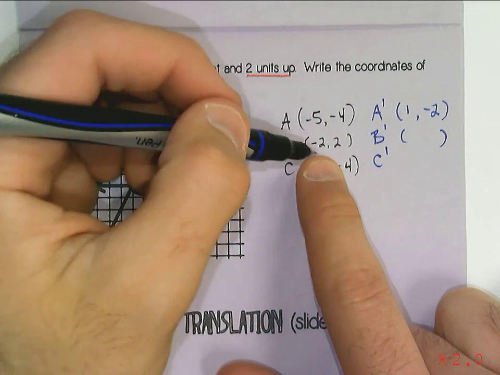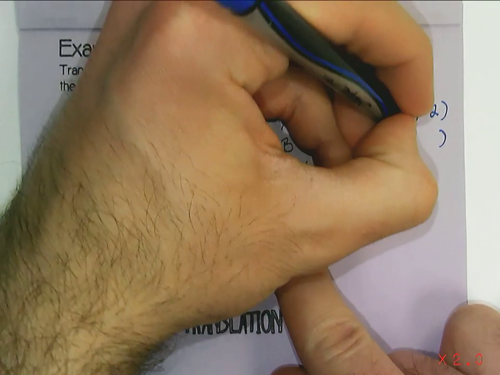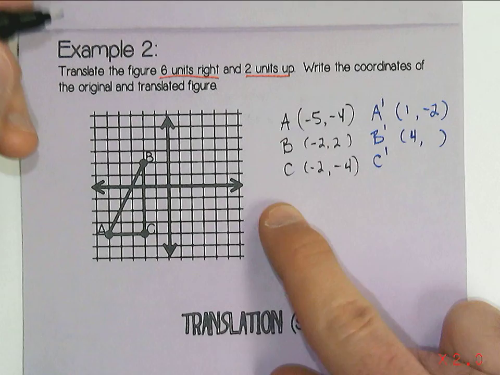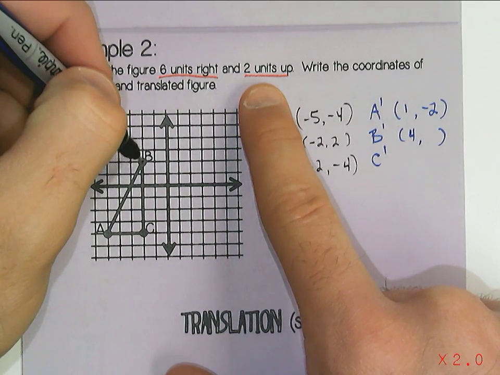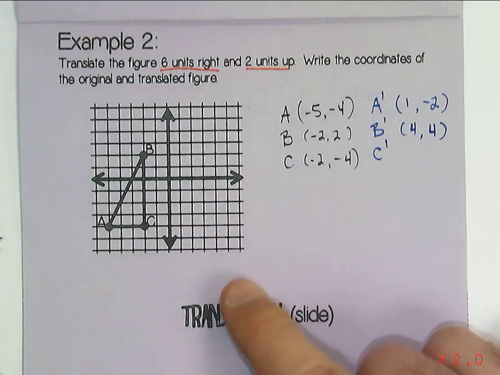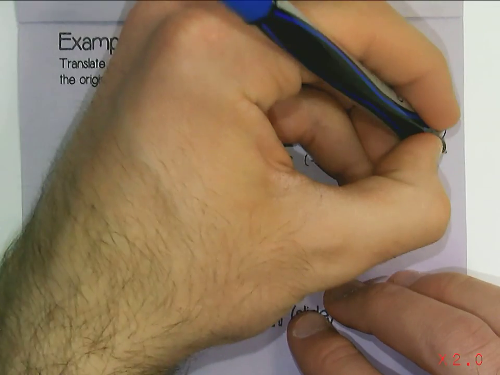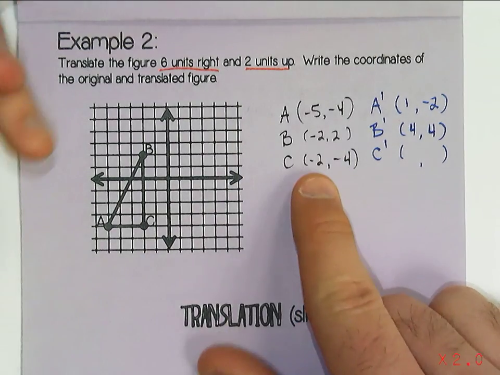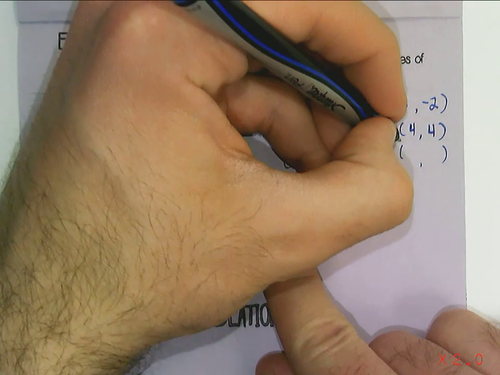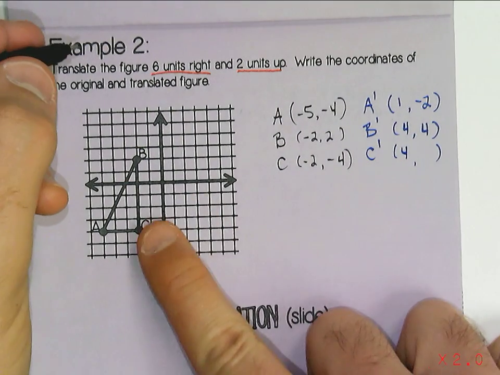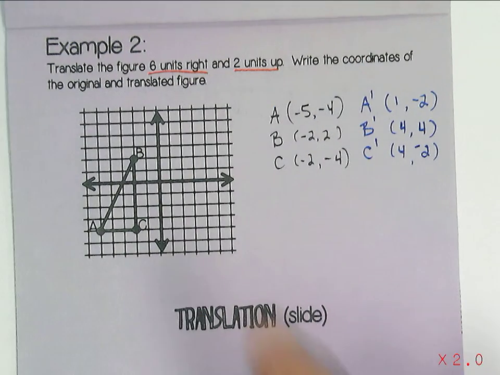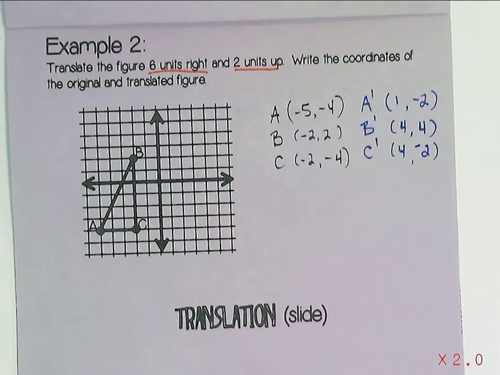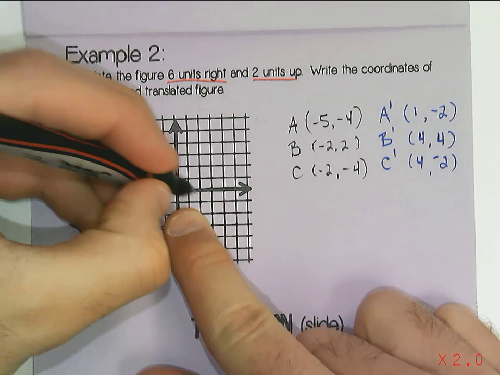Negative 2 plus 6 would be 4. And if we go 2 units up from there, we'd be at 4 also. And then C, if we add 6 to negative 2, we should be at 4. And if I add 2 to a negative 4, I should be at a negative 2. So let's make sure that these all worked out correctly. So point A would be 1, negative 2.